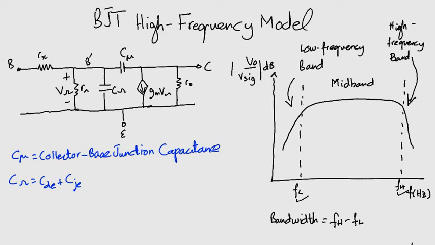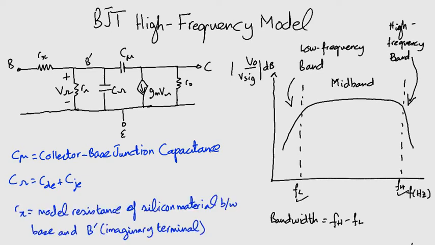This is basically a sum of two capacitances, CDE and CJE. CDE is the base charging or diffusion capacitance, and CJE is the base emitter junction capacitance. Their values are fixed and will be given to you when you are asked to design. Rx is the model resistance, not a resistor, of silicon material between base and B dash. B dash is an imaginary terminal. The reason Rx is included is that at high frequencies, it can accurately model resistive effects between these two terminals.